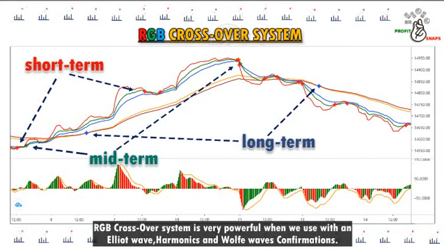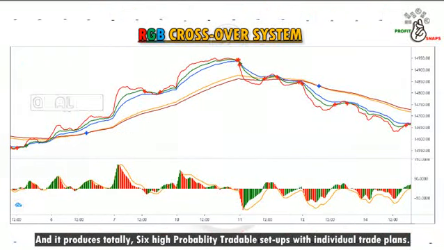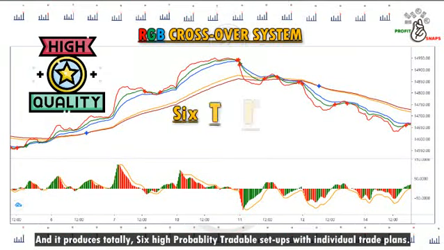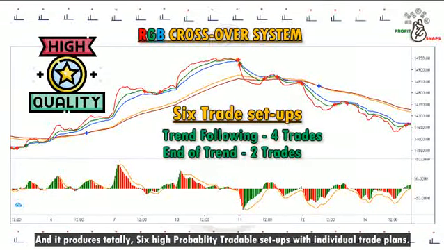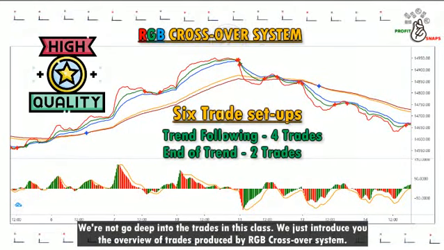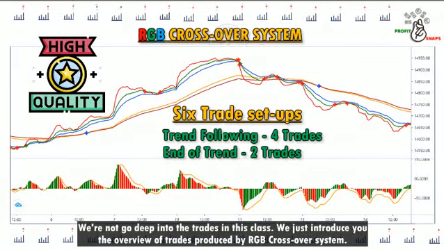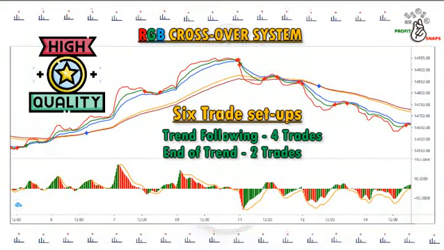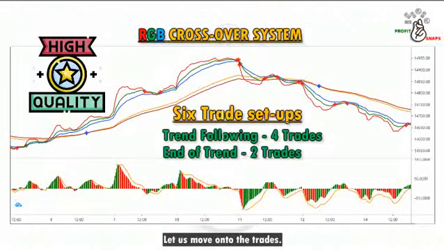RGB crossover system is very powerful when we use it with Elliot wave, harmonics and Wolfe waves confirmations. And it produces totally 6 high probability tradable setups with individual trade plans. We will not go deep into the trades in this class. We just introduce you to the overview of trades produced by RGB crossover system. Let us move on to the trades.